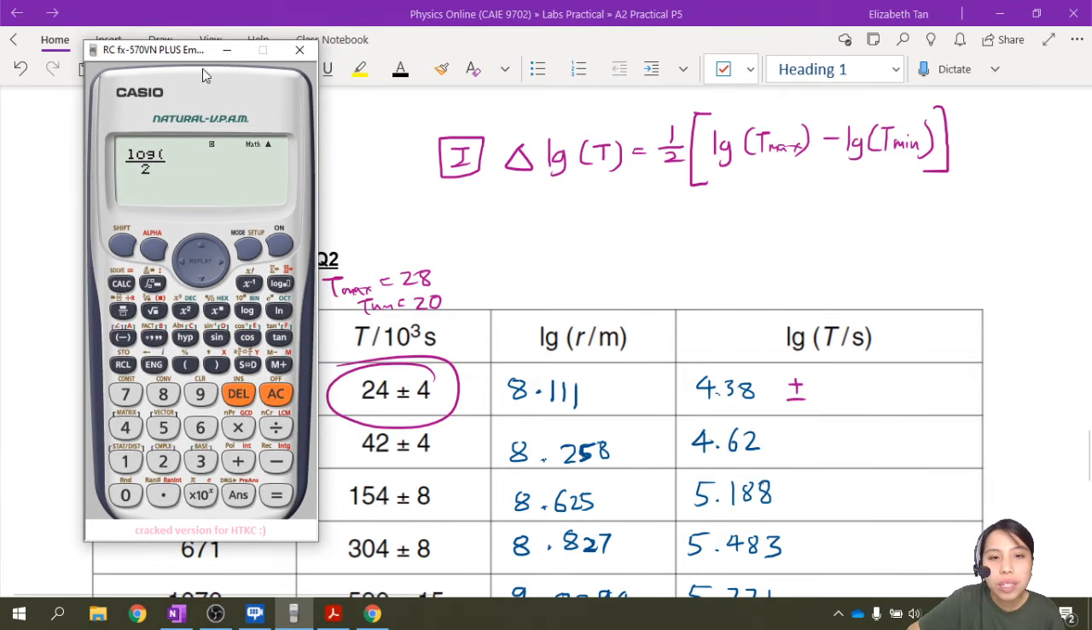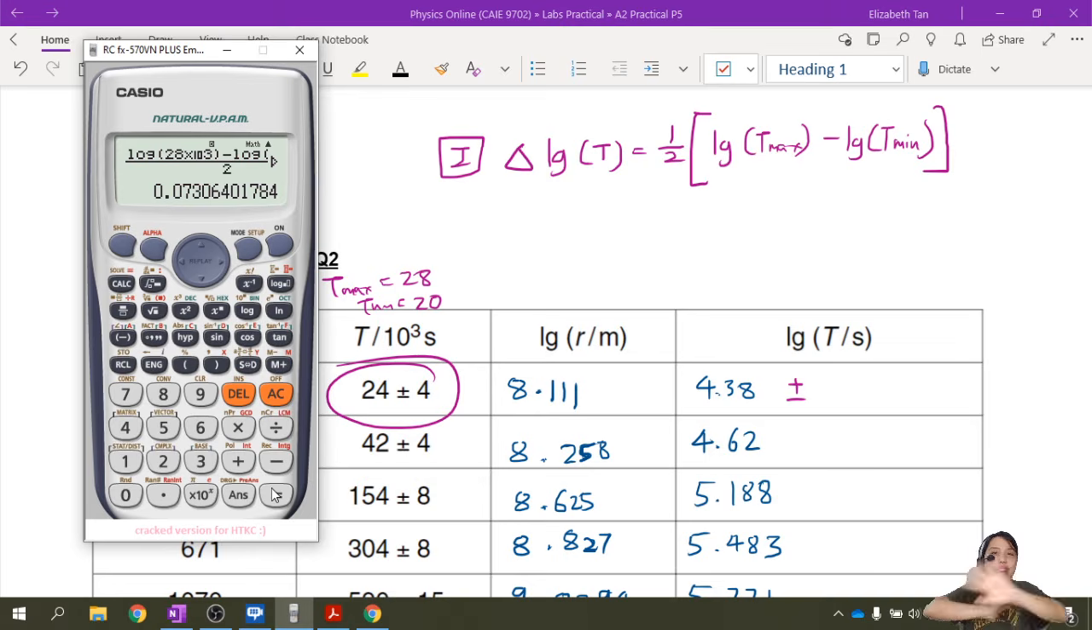Maximum t, 28. Oh, miss, how about 10 to the power of 3? Need to write. Actually, no need, but if you feel very scared, you want to write, write lah. I'll show you why later, no need, because it's a trick of logs. So anyway, 28 is the biggest value, 24 plus 4 times 10 power 3. Okay. Minus log of minimum is what? 24 minus 4, so it's 20 times 10 to the 3. So that's half your range already. So you get 0.073.